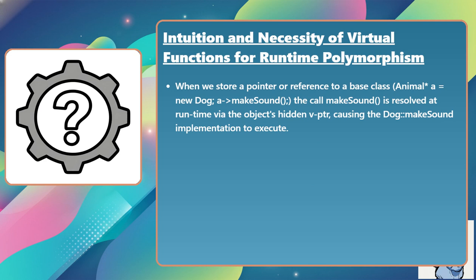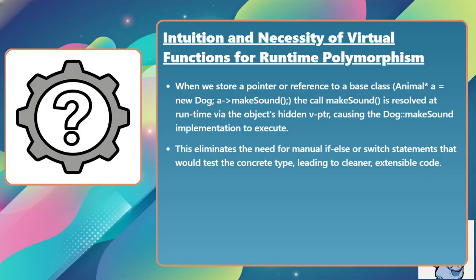When we store a pointer or reference to a base class, Animal* a = new Dog; a->makeSound(); the call to makeSound is resolved at runtime via the object's hidden v-pointer, causing the Dog makeSound implementation to execute. This eliminates the need for manual if-else or switch statements that would test the concrete type, leading to cleaner, extensible code.